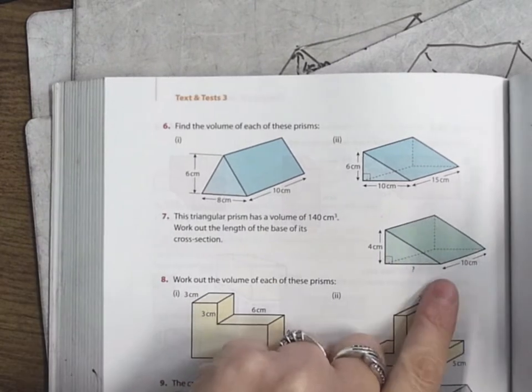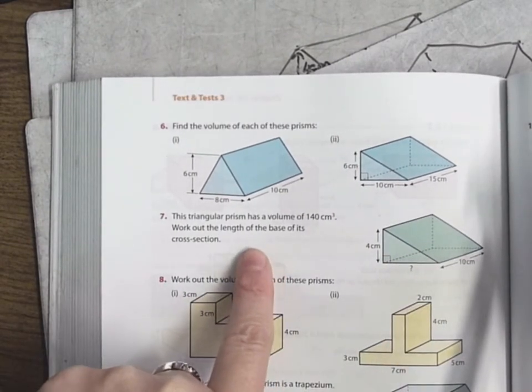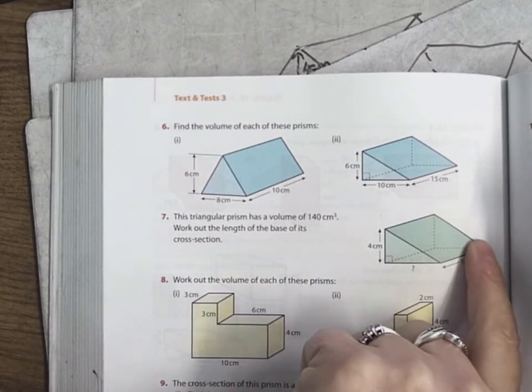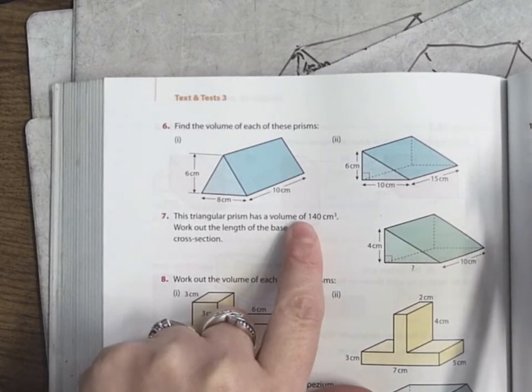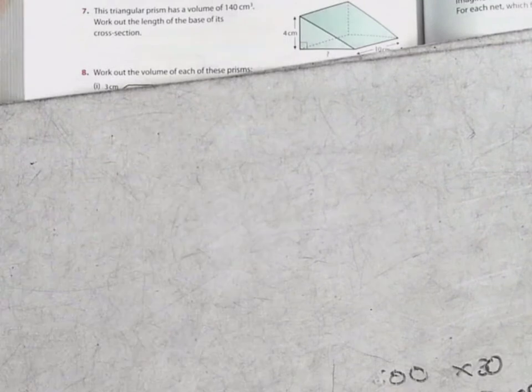Right, this one, girls, you have to work backwards. So you did the area of the front multiplied by 10 equals 140. Isn't that what you do? I might do this one, right? Okay, so just that one there.